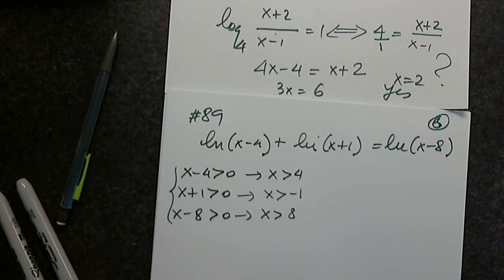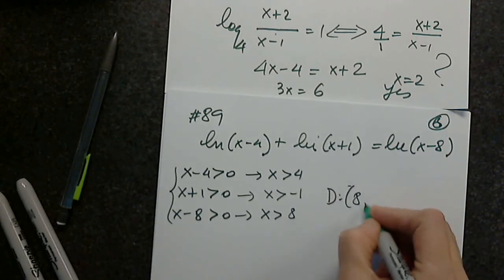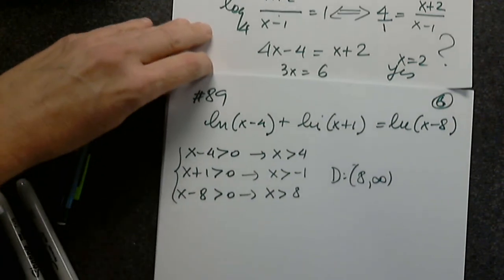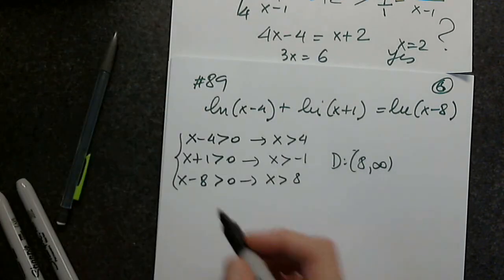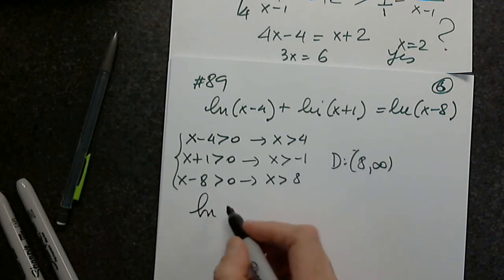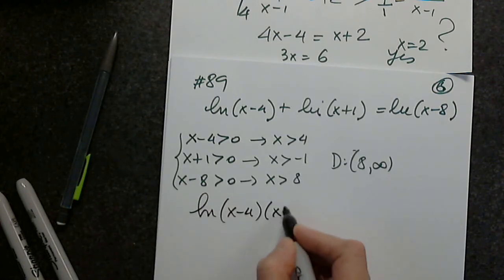Where do I have all 3 colors? Greater than 8. So if the solution is not a number that is strictly greater than 8, the equation has no solutions. I have to condense the left-hand side. How do I condense the left-hand side? Perfect.